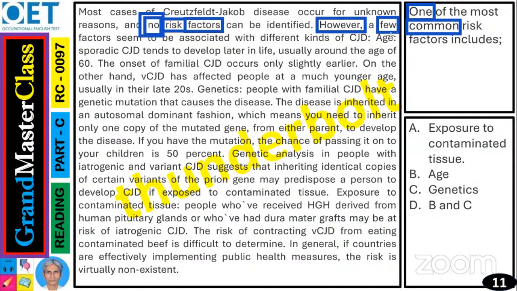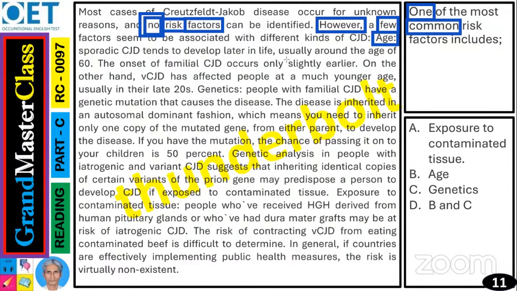A few factors seem to be associated with different kinds of CJD. The first one is age. Sporadic CJD develops around the age of 60. The onset of familial CJD occurs only slightly earlier. Slightly means this is not common. So the second one is familial. First one is age. The onset of familial CJD occurs only slightly earlier.